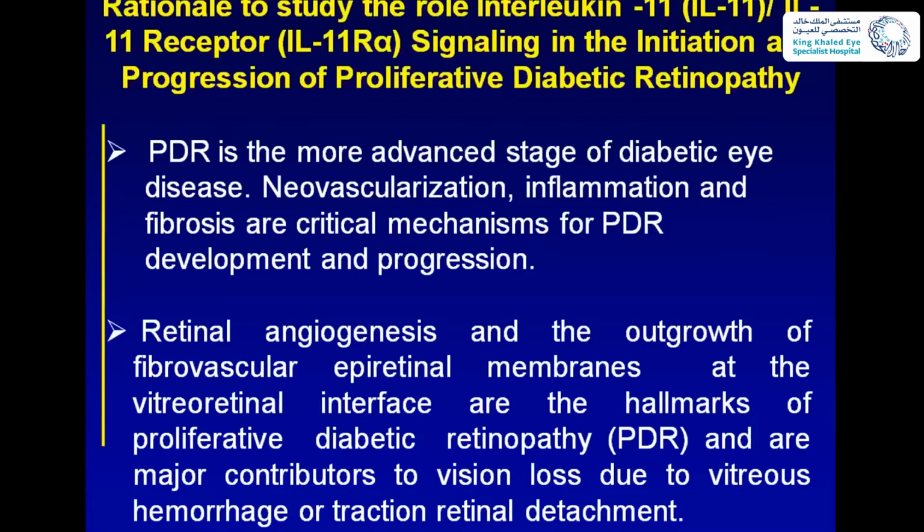So in PDR patients, you will see the outgrowth of a fibrous epiretinal membrane at the vitreoretinal interface, which is the hallmark of PDR. What does it mean? It means that at the vitreous and retinal surface, there is an outgrowth. This membrane is the hallmark of PDR, and it contributes to retinal detachment. I explained before how retinal detachment takes place, and vision loss is due to vitreous hemorrhages.